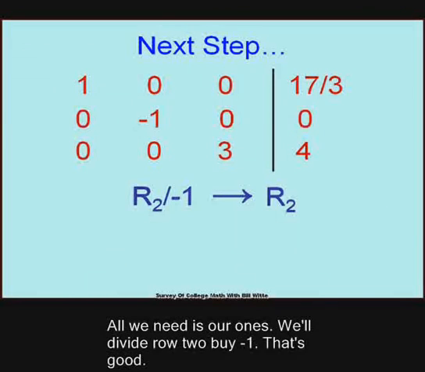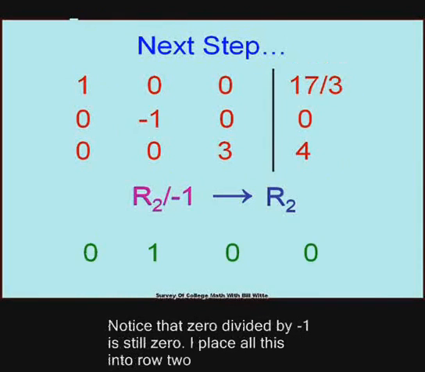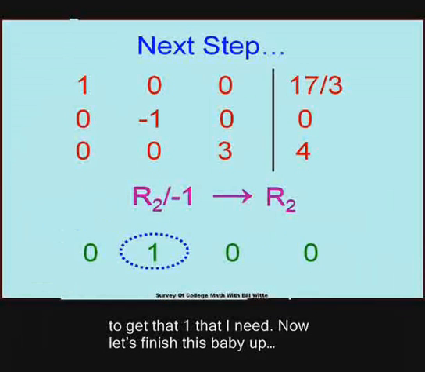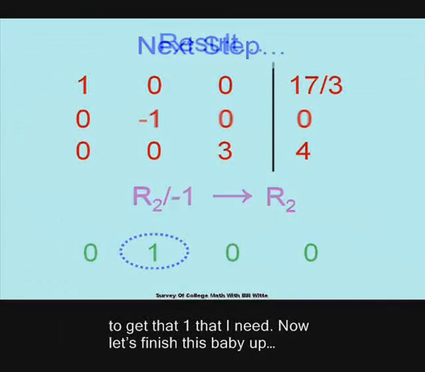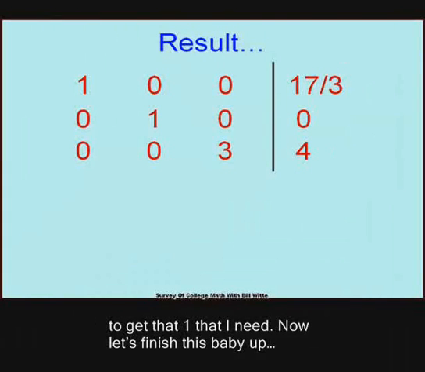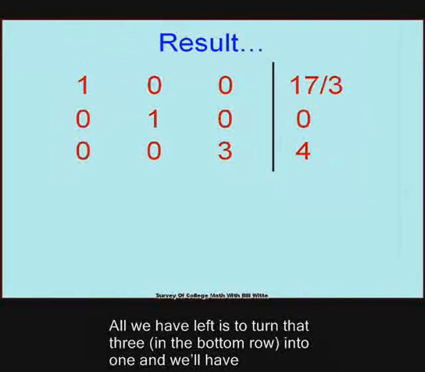So we'll divide by -1. We'll divide row 2 by -1 to create a 1 and replace it with row 2. That's good. Notice 0 divided by -1 is still 0. Replace all this into row 2, and that'll give me that 1 that I need. Let's finish this baby up.